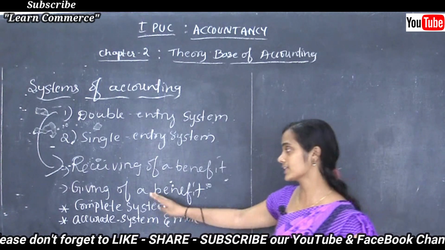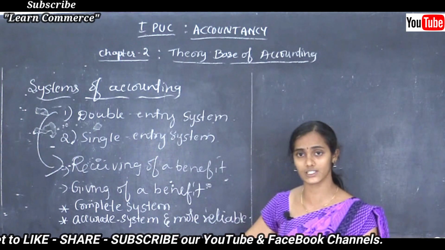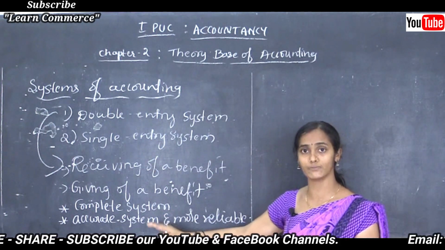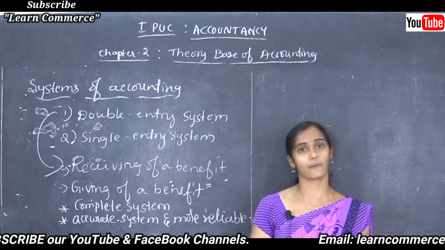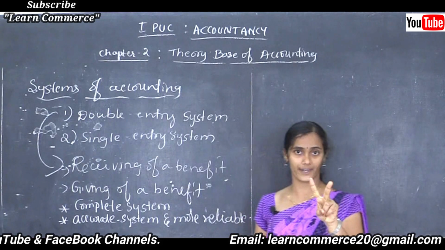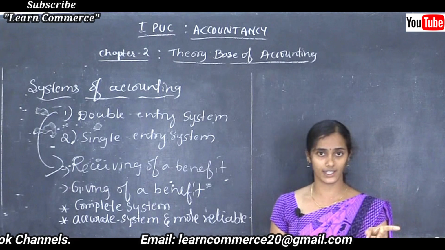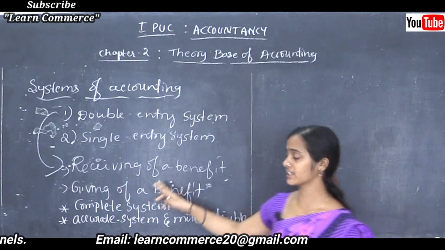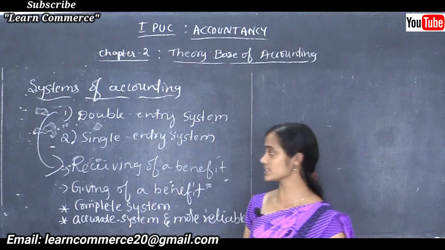Getting my point? That is about the double entry system of accounting. According to the double entry system, this system follows the principle of dual aspect concept. According to the dual aspect concept, each and every transaction must have a two-fold effect. It should be recorded under two different accounts. One is the take aspect, another is the give aspect, receiving and giving. That is the double entry system.